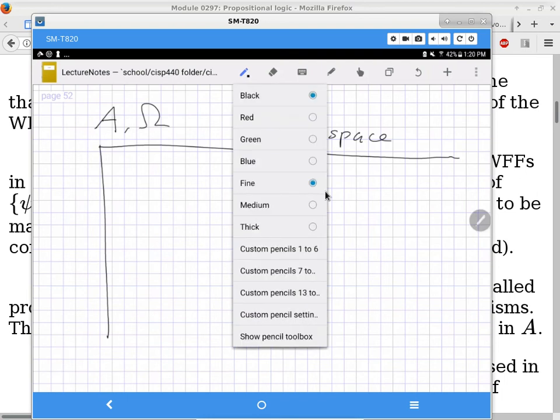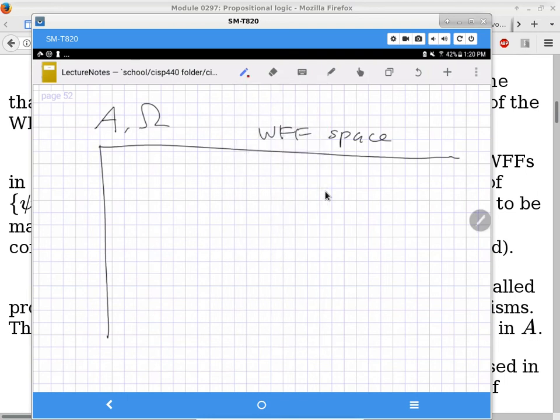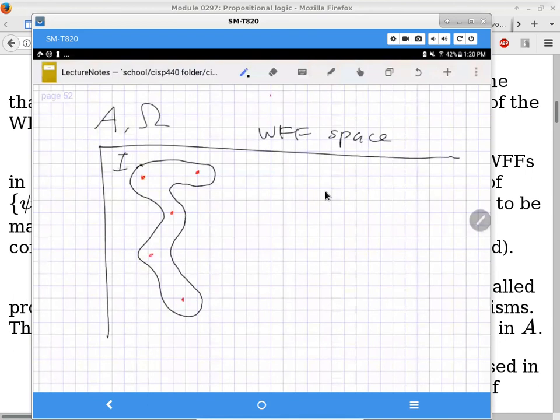The best thing to do is to use color in this case. So some of these well-formed formulas are known to be true to begin with. Those things that are given to be true are your iota. Okay? What about the other ones?